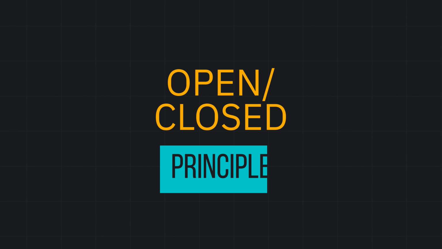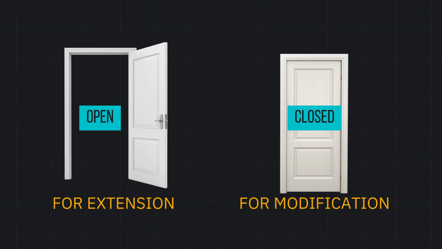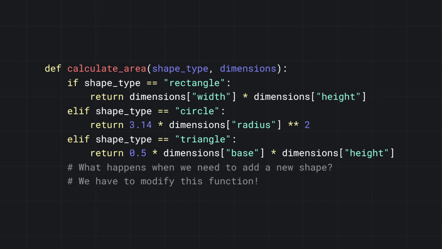Now that we understand single responsibility, let's add the second principle. O stands for Open Closed Principle. Software should be open for extension but closed for modification. This sounds contradictory, but it's actually brilliant. Here's the wrong way. A function that calculates area but violates the Open Closed Principle. Every time you want to add a new shape, you have to modify this function. That's risky. What if this function is being used in 50 different places?